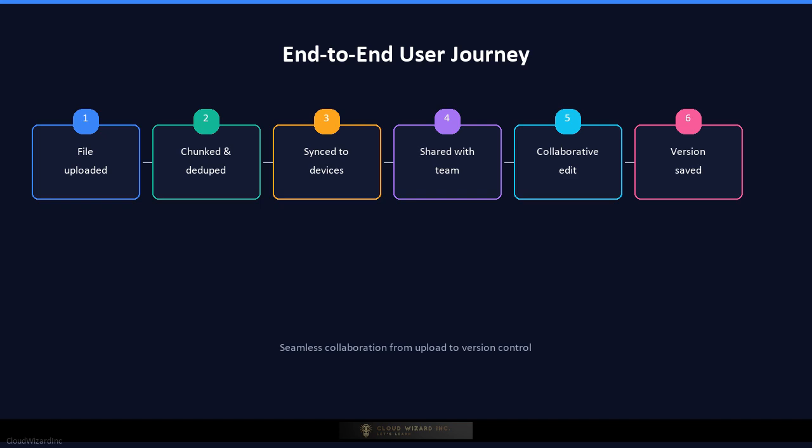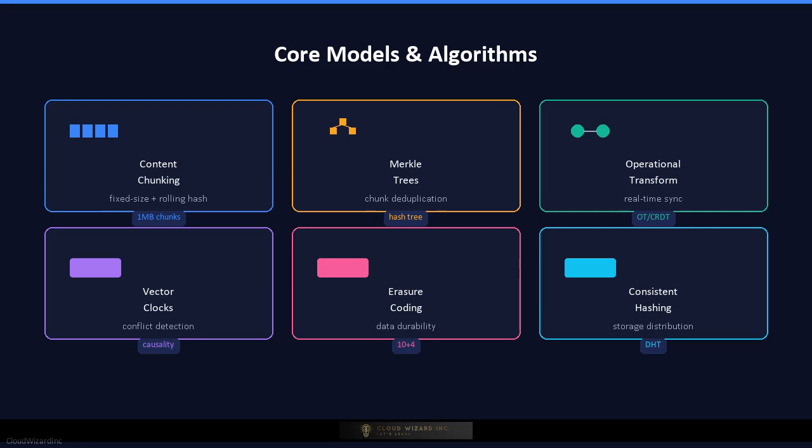As collaborators edit the document, the sync service broadcasts operational transforms to merge changes in real time. When she goes offline on the subway, the app caches changes locally and syncs automatically when connectivity returns. Throughout this journey, the system maintains consistency, optimizes bandwidth, and provides a seamless experience. The core models and algorithms.